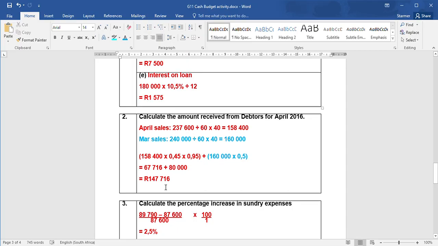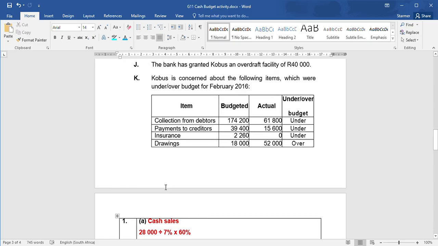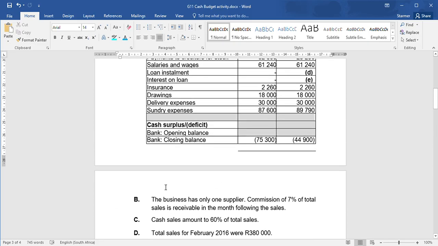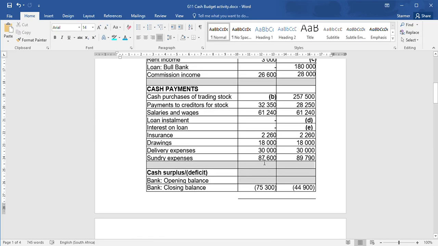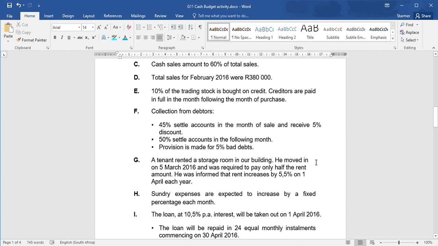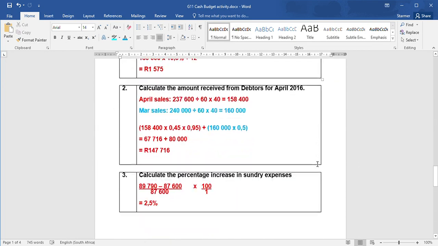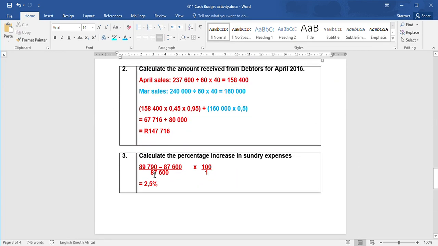Okay, the next question is to calculate the percentage increase in sundry expenses. If you go back up to the cash budget here, sundry expenses increased from 87,600 to 89,790. So for this, you're going to subtract the two and then divide by the original. So you take the new minus the original over the original as a percentage, so you times by 100, and that gives you 2.5%.